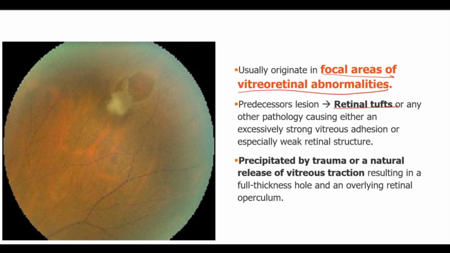Now, in the area of retinal tuft, usually there's an excessive strong vitreous adhesion, and the retina in that area is also weak. Now, whenever there's trauma or whenever there is a release of this vitreous traction post, say, for example, PVD, what happens is that the vitreous is going to pull this part of the retina along with it, leading to the development of these operculated retinal holes. So, operculated retinal holes are very similar to atrophic retinal holes. It's just that the atrophic retinal hole develops post degeneration, whereas the operculated retinal holes with the operculum usually develop post a focal vitreoretinal abnormality.